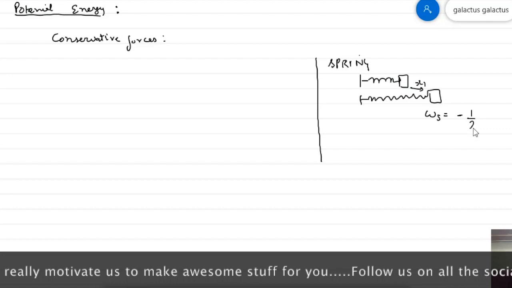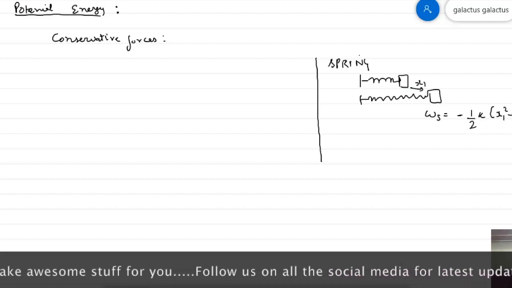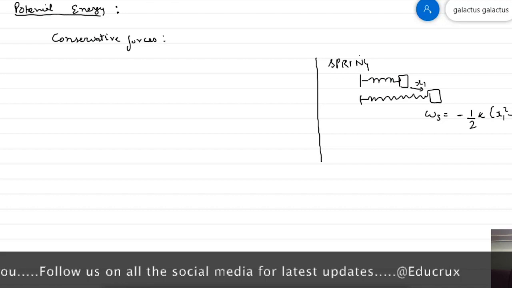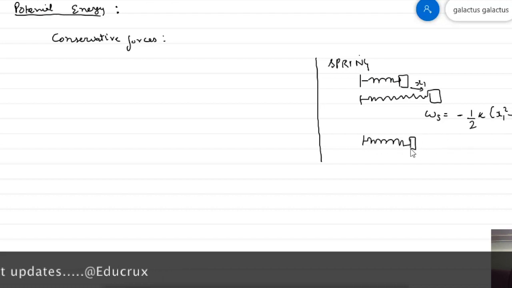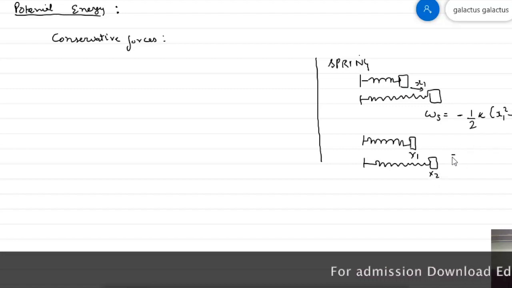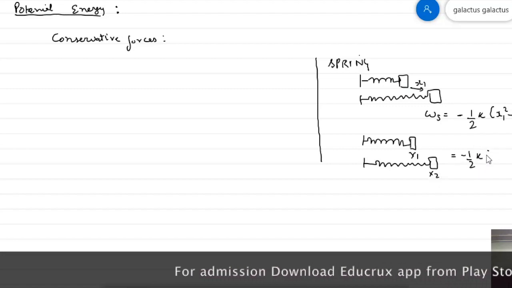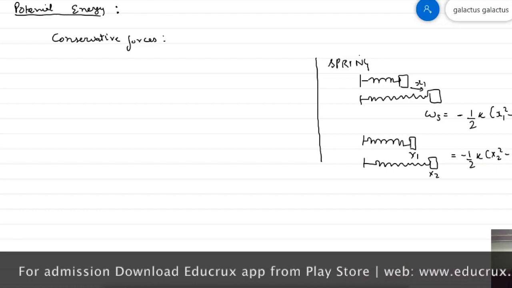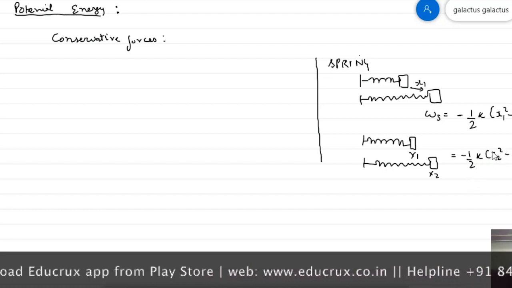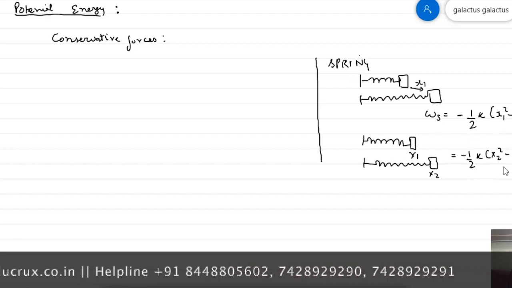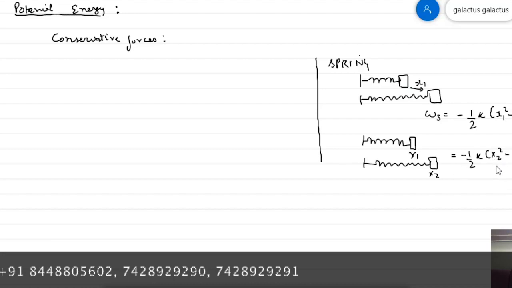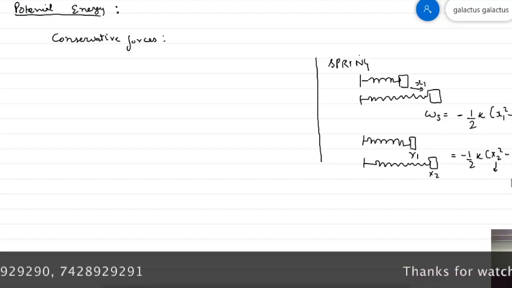minus half k x1 square minus 0, that is the initial point. And suppose that I stretch my spring from x1 to some other point x2. In that case, my work done by the spring is given by half k x2 square minus x1 square. So this is the work done due to the spring force. I see that my work done only depends on the final position and the initial position.